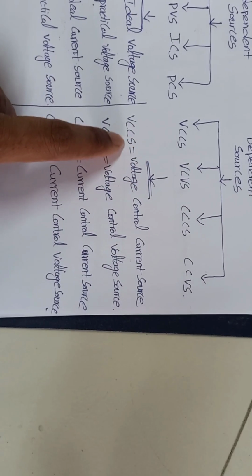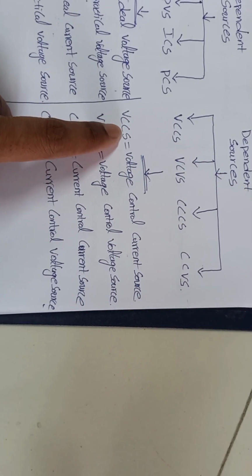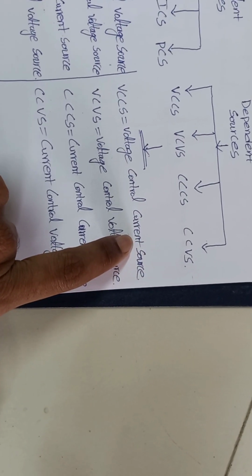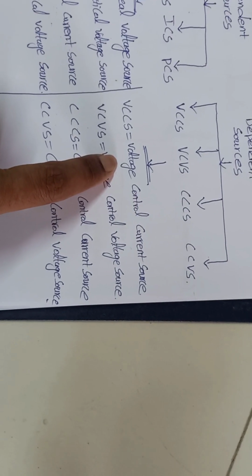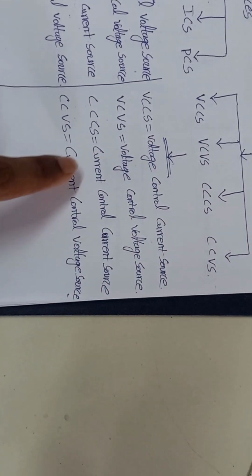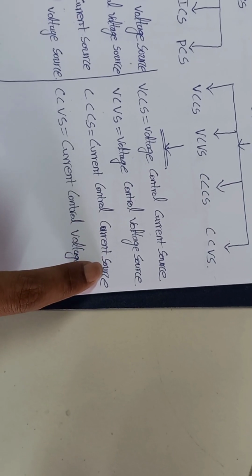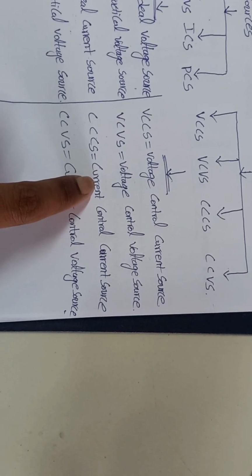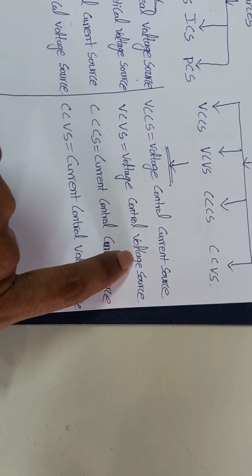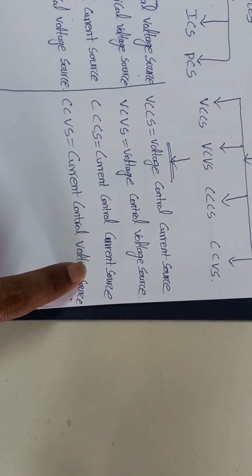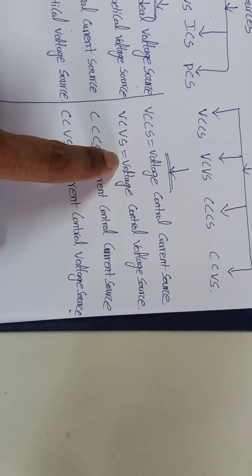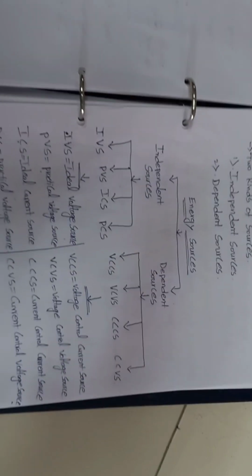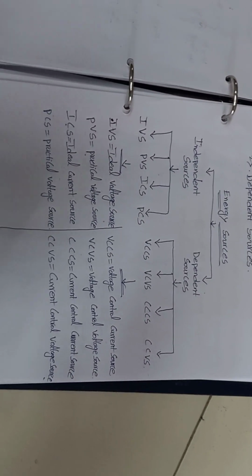Suppose for example you take here voltage control current source. Here we are taking current source. By using that current source we can control the voltage. Okay, the same thing in the current control current source, here also we are taking current source. But by using this current source we can control the current here. The same like that we are taking voltage source in these two cases. And by using this voltage source we can control either voltage or a current. Okay, these are the different kinds of energy sources.